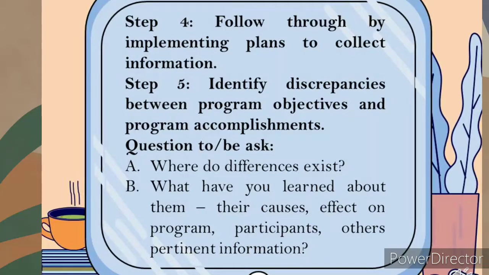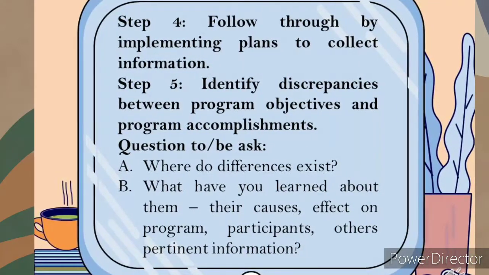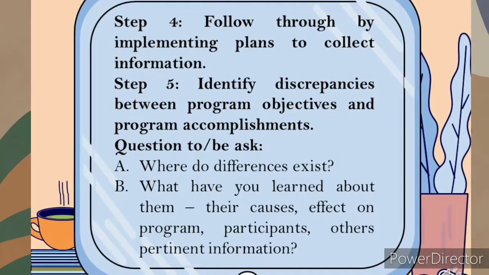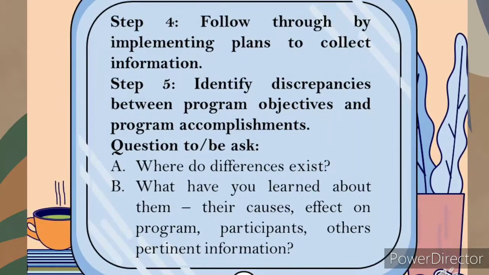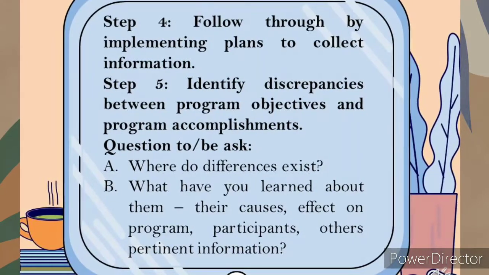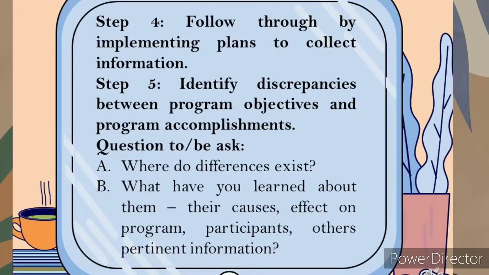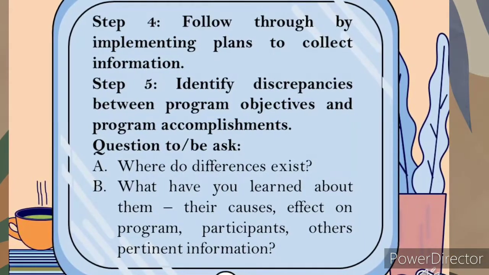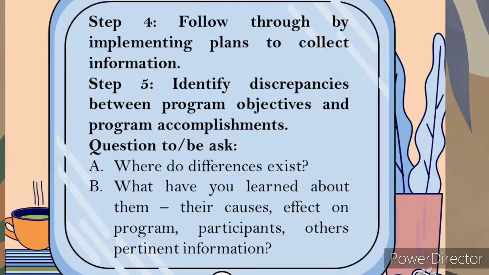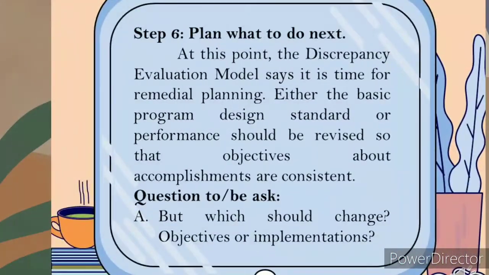Step 4. Follow through by implementing plans to collect information. Step 5. Identify discrepancies between program objectives and program accomplishments. Questions to be asked are: where do differences exist? What have you learned about them, their causes, their effect on the program, participants, and other pertinent information?